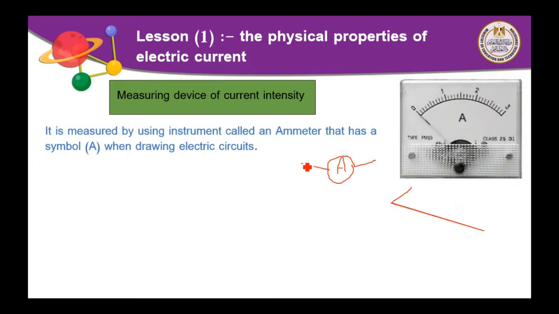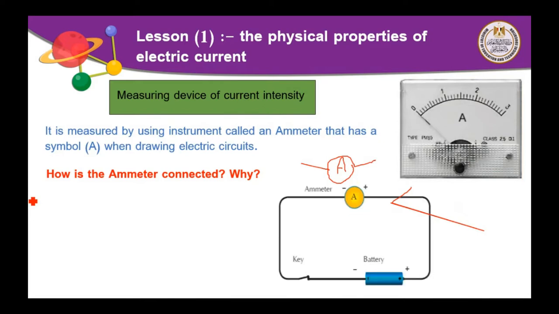How can you connect ammeter in electric circuit? We have two ways to connect component of electric circuit. One of them is series connection and the other is parallel connection. Right. How can we connect ammeter in electric circuit? How is the ammeter connected and why? It can be connected in series connection.